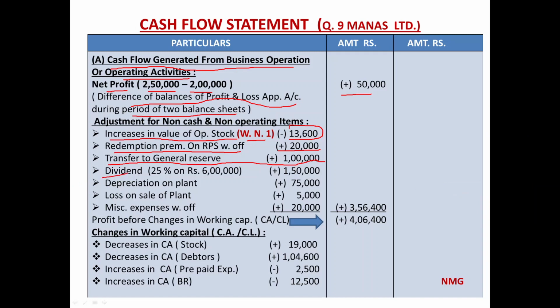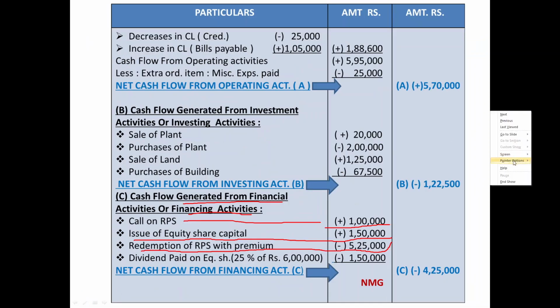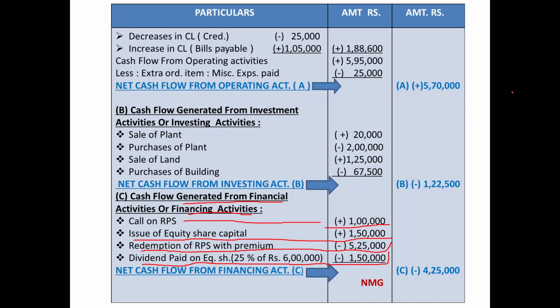Dividend, 25% of 6 lakh plus 1,50,000. Then under title C as a payment, as a cash outflow. Dividend paid on equity shares, 25% of 6 lakh minus 1,50,000. Next item.